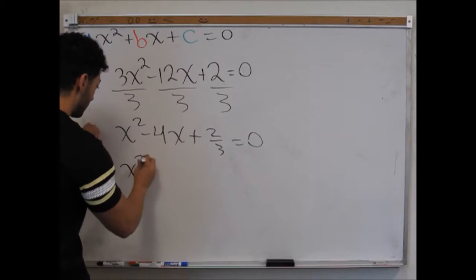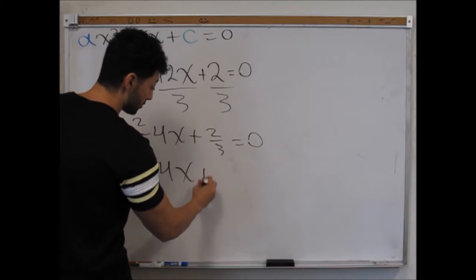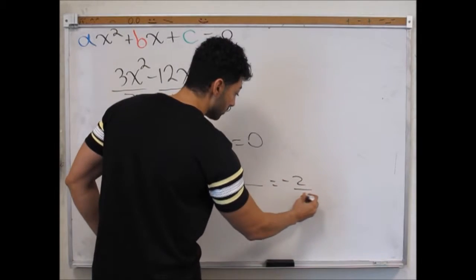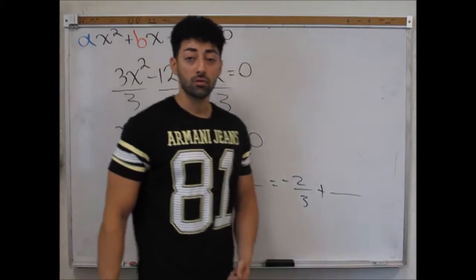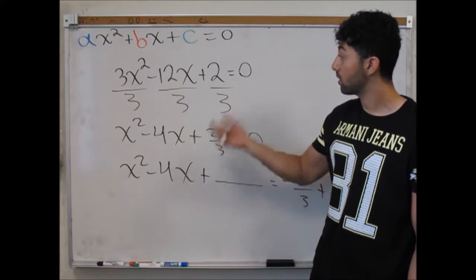So then we get x squared minus 4x, and then I just personally leave that space, remember, when I subtract my constants over, to leave space for that term that's going to get added onto both sides. You don't have to do that, I just do that. Okay, so now we're on the third step.